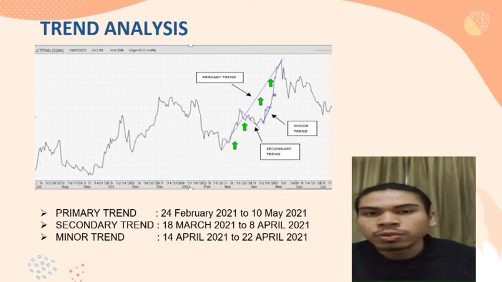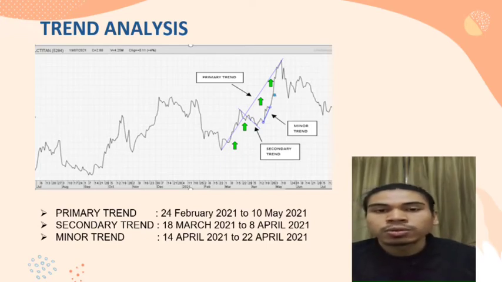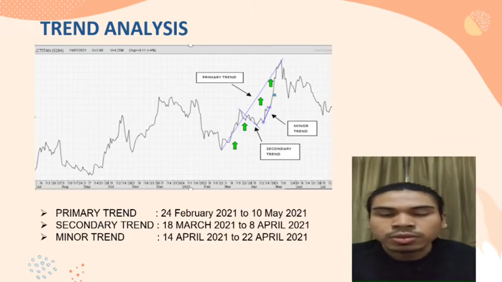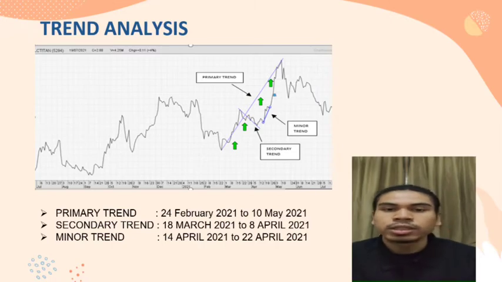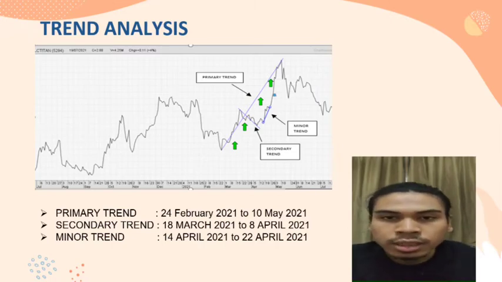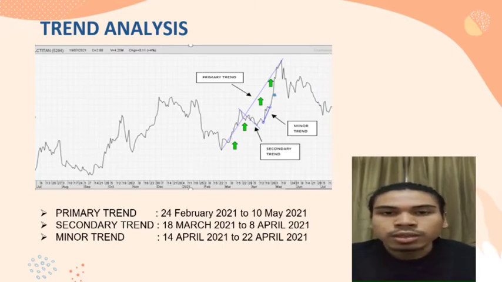Normally, the primary trend lasts for 1 year and sometimes a few years, although the major trend here is above 3 months based on the graph. Next is the secondary trend. Secondary trend is a correction of the uptrend price movement, considered to be an intermediate trend. The beginning of the secondary trend of LCTITAN is March 18, 2021 to April 8, 2021.